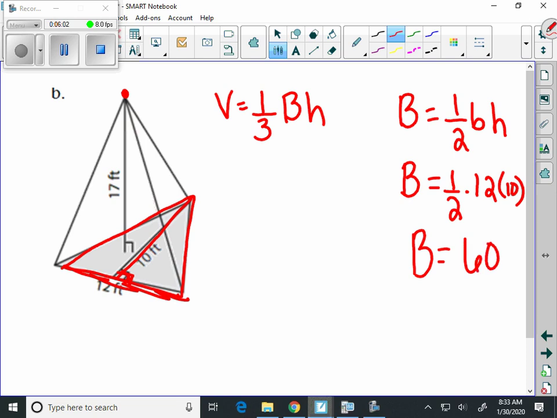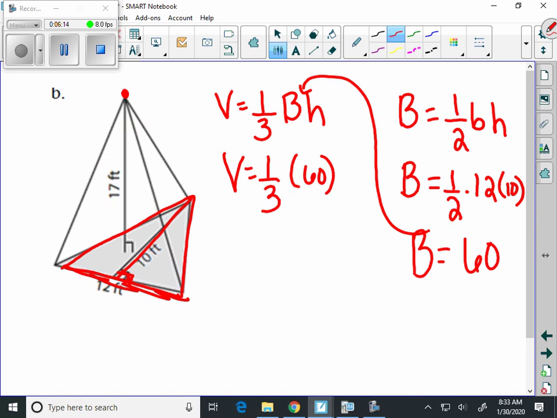And once we know the area of the base, we're going to take that value and put it back in here for the B. So the volume is going to be 1/3 times the area of the base, which is 60, times the height of the pyramid. Well, the height of the pyramid is 17. And then we'll type that value in either into Desmos or into the calculator, which I have up here.